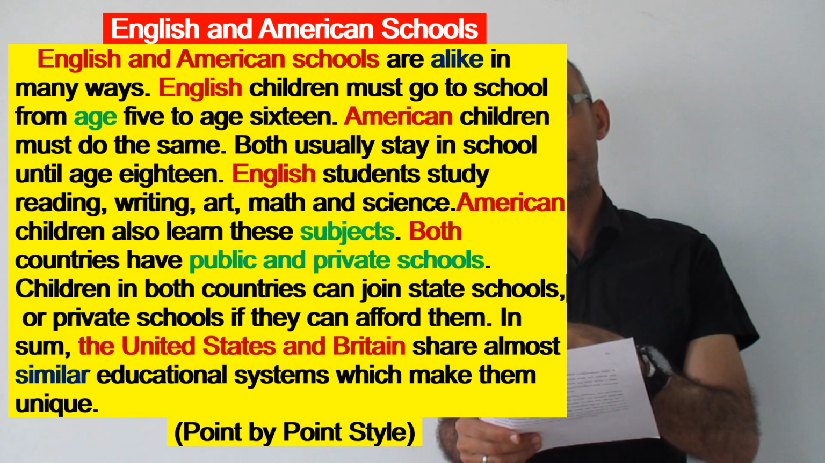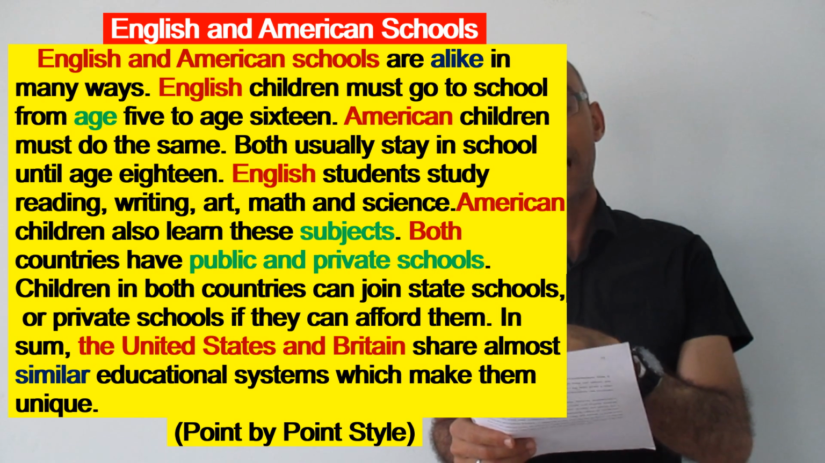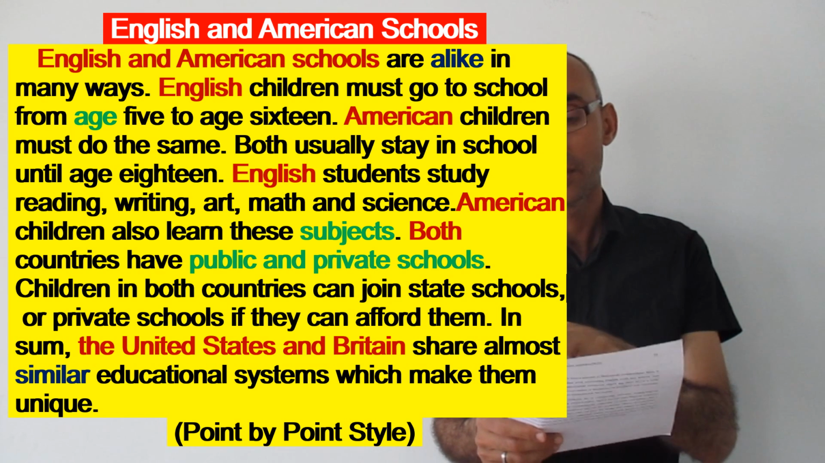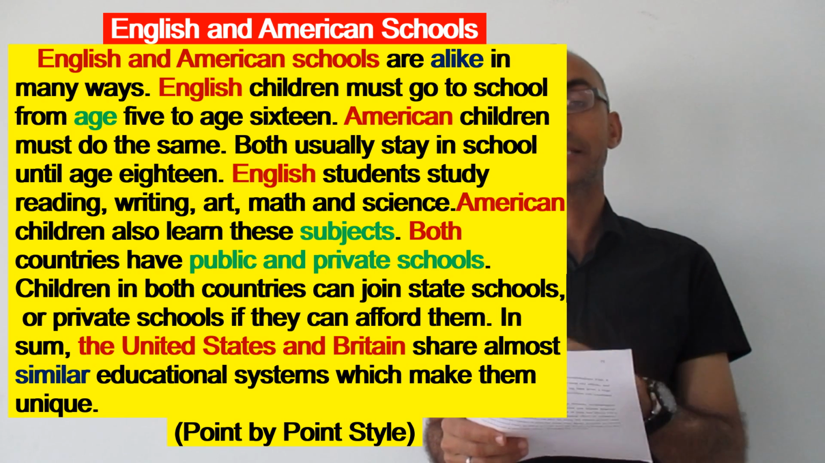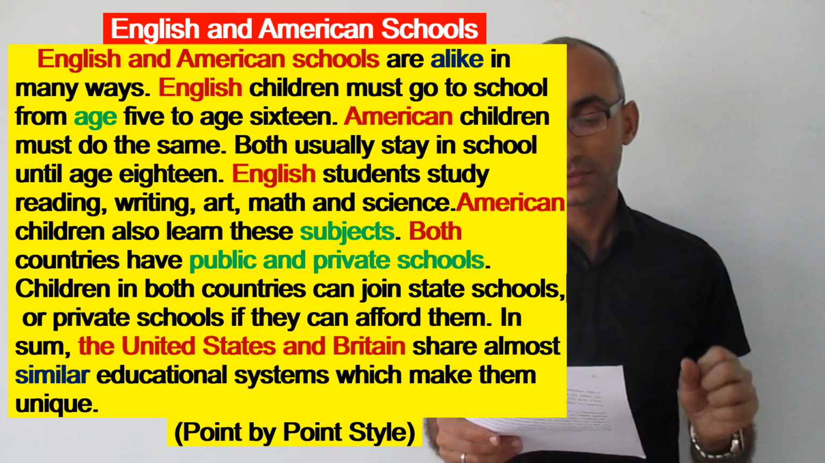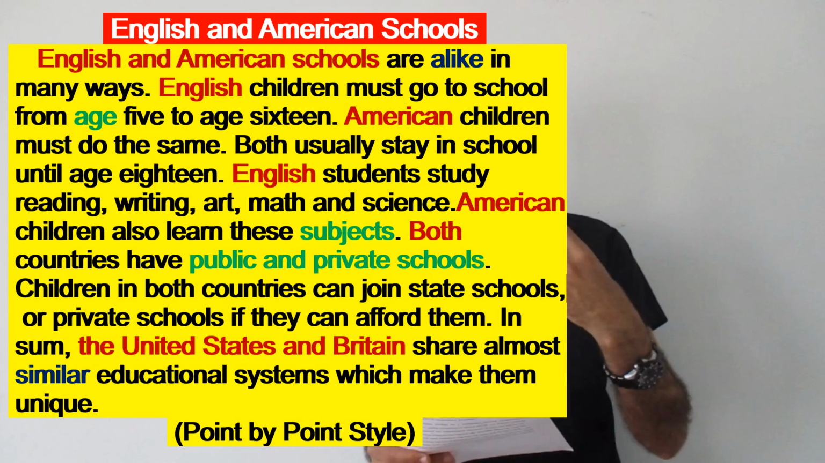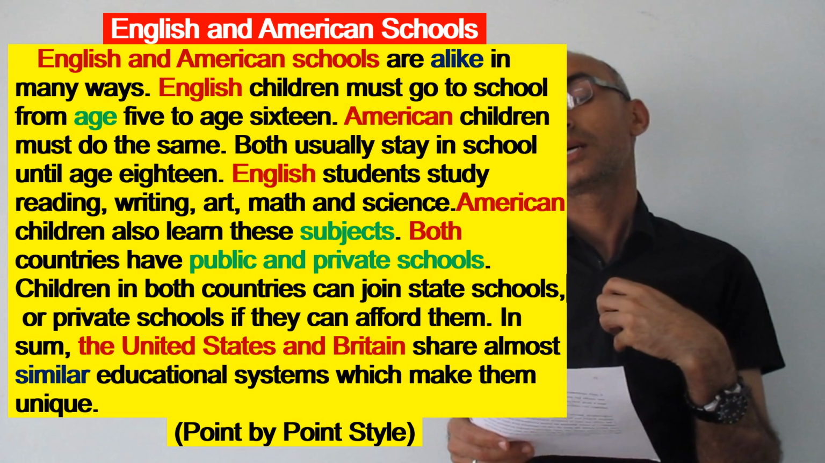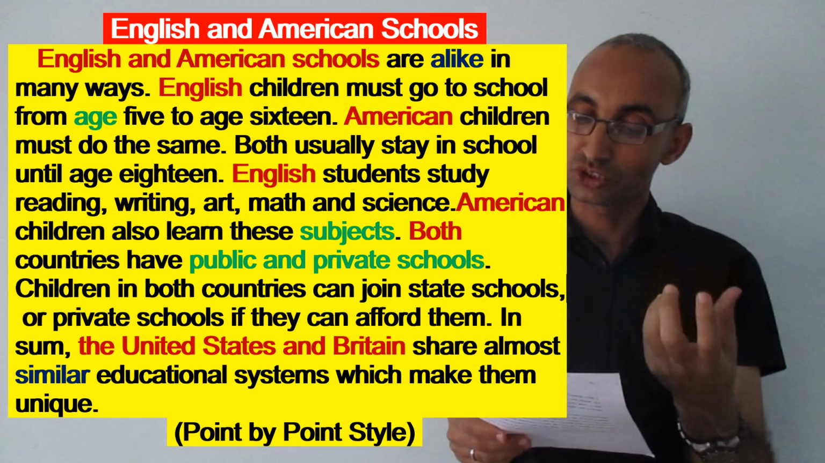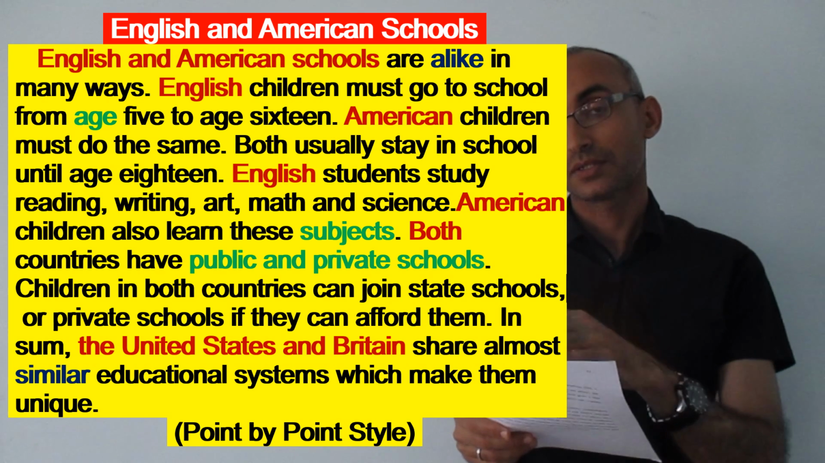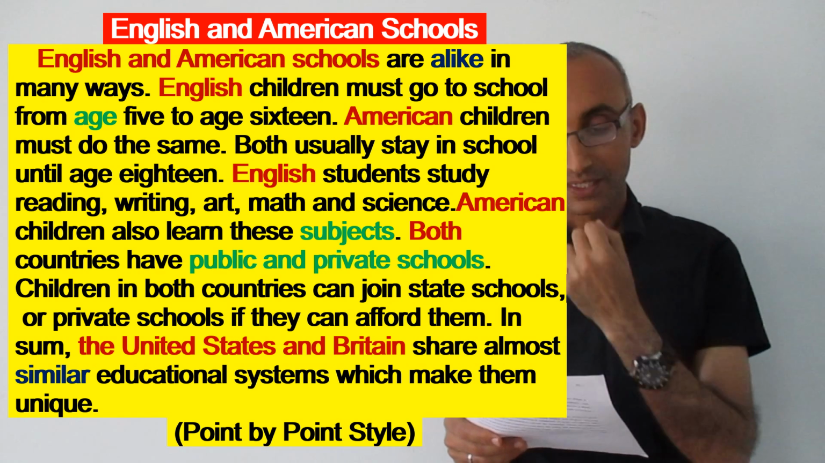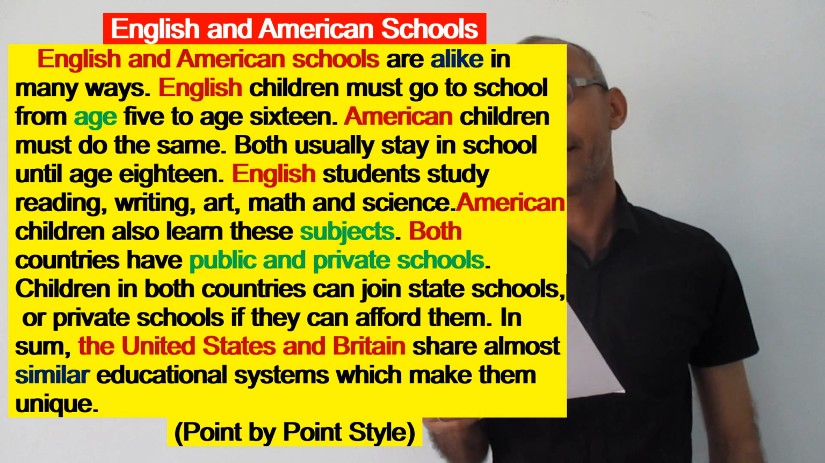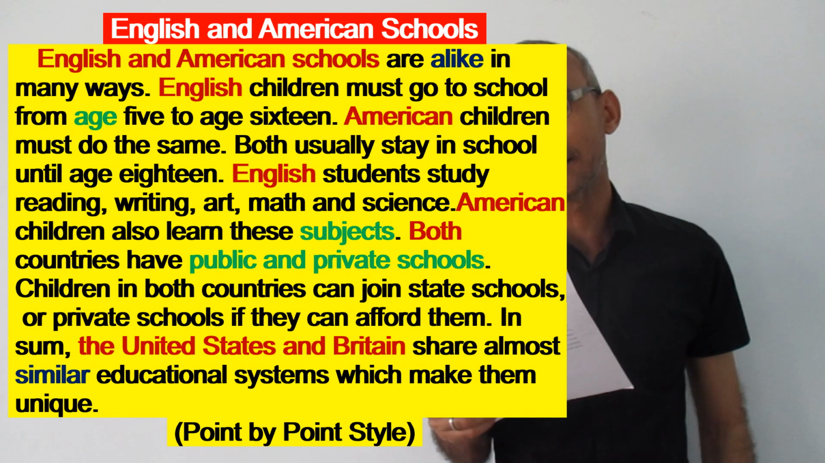So here is my purpose. I'm going to compare, not contrast. I will show similarities in many ways. So alike in many ways is my topic idea. Now we'll see this paragraph, whether it is point by point or subject by subject style, and how the writer develops this topic. English children must go to school from age 5 to age 16.